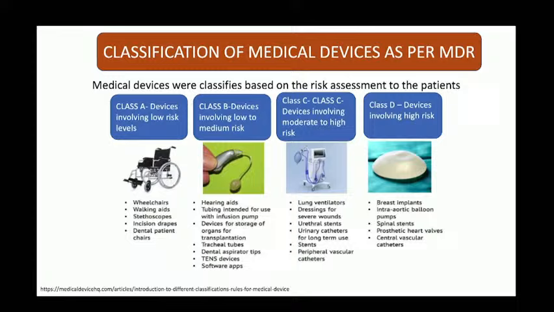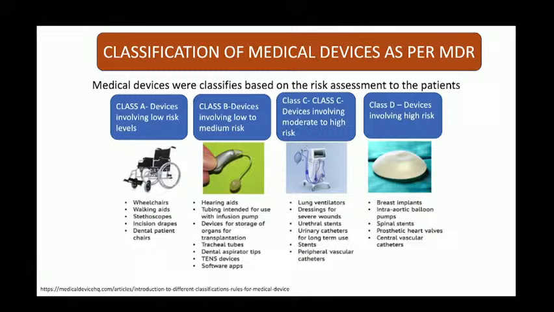So a class A medical device involves low-risk devices like wheelchairs, walking aids. Class B devices involve low to medium risk, which includes hearing aids, tracheal tubes and stuff. Class C devices involve moderate to high risk, which include lung ventilators, dressings, urethral stents, urinary catheters, which can be taken out of the body. And class D are those which will be permanently installed in the body, which involve high risk.